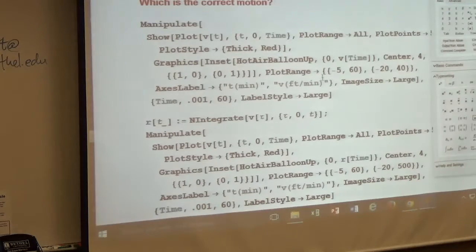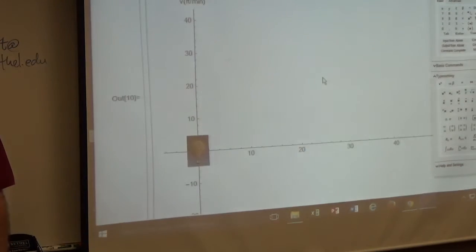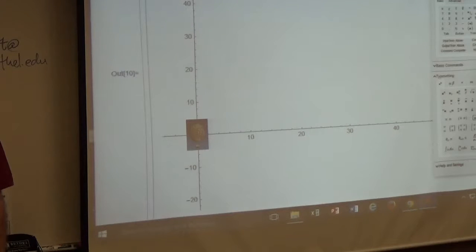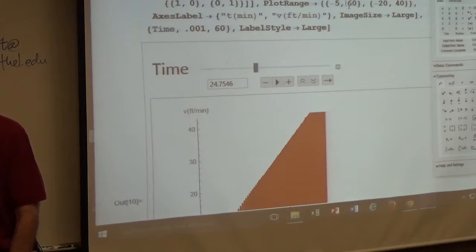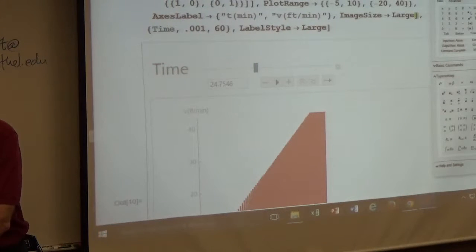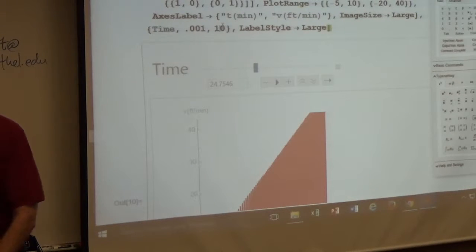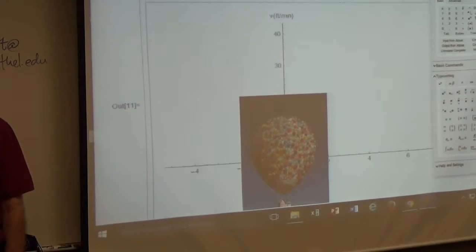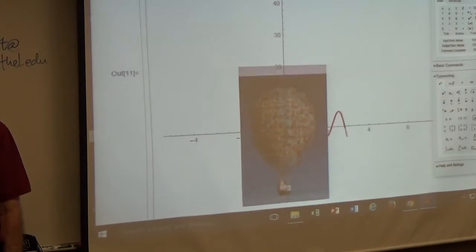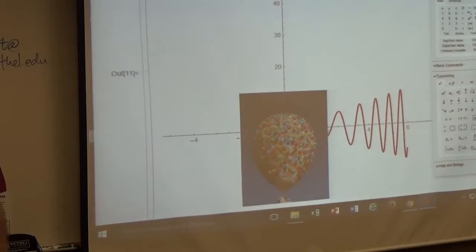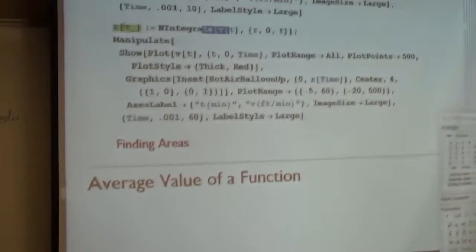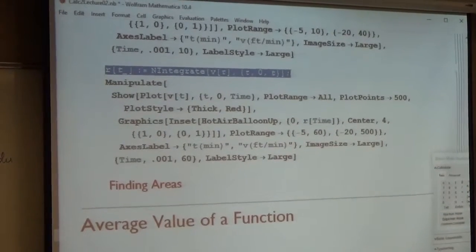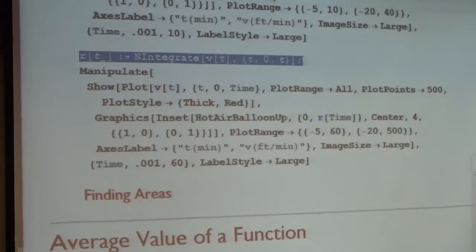Which is the correct motion? Is this the correct motion? Yeah. I wish. Actually, the correct motion is basically just as crazy, but it is different. I can integrate the velocity to get the height. Essentially, this is going to start at height 0.